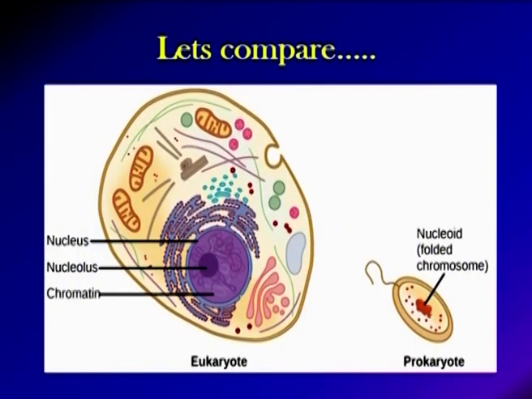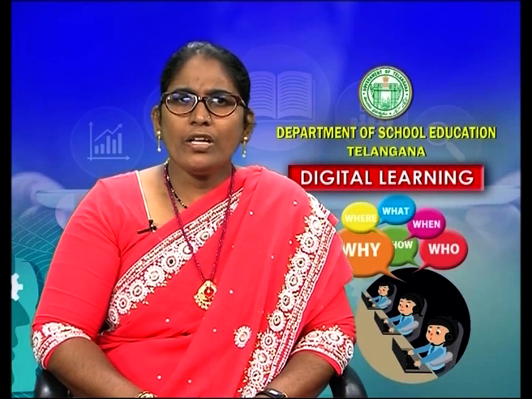Let us compare these two cells. By the presence of the nucleus, we can classify cells into two types. Cells are of two types, the eukaryotic cell and the prokaryotic cell. If a nucleus is present, we call it a eukaryotic cell. For example, almost all animal cells are eukaryotic cells. Even in the plant cell, we see a nucleus. So, plant cells and animal cells are eukaryotic cells.